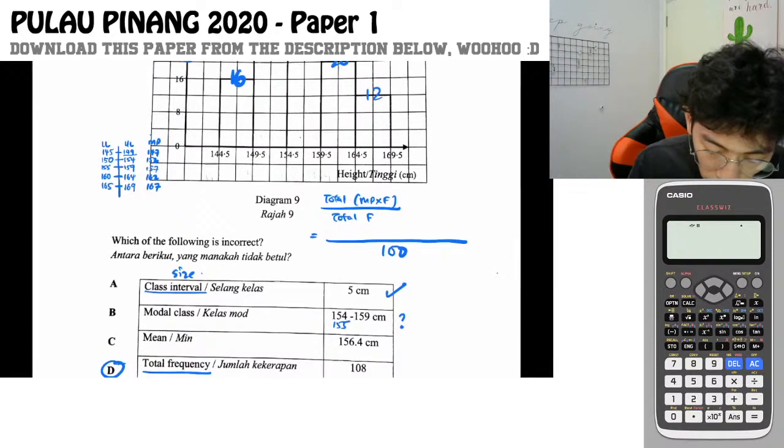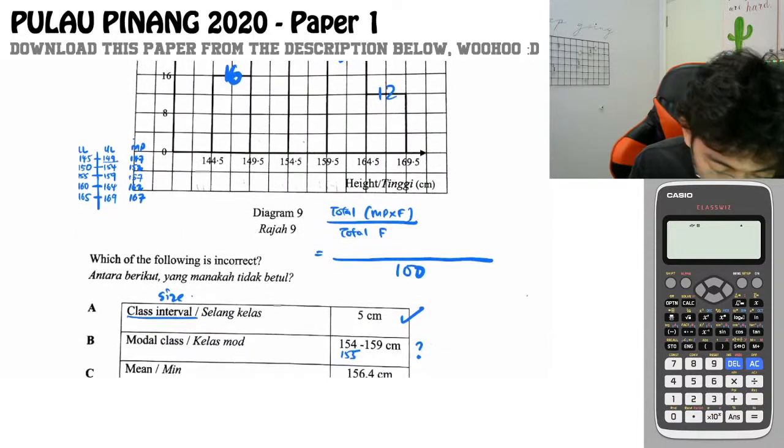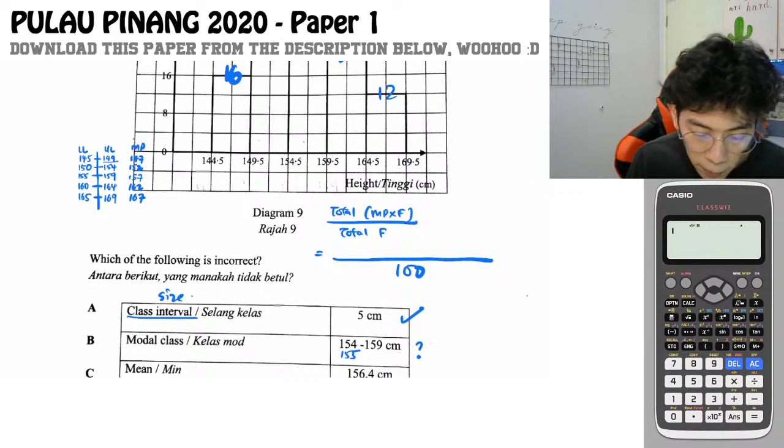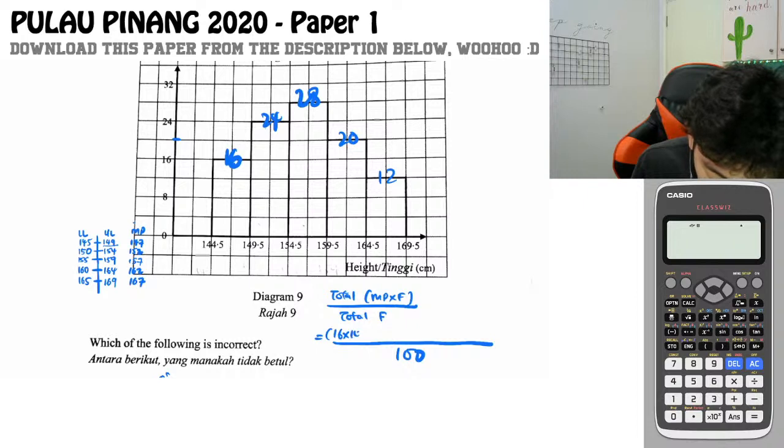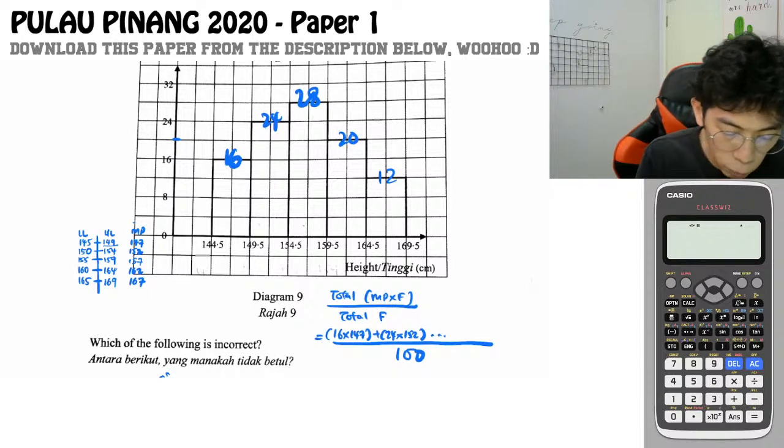Okay, I check for a while later. Maybe I went wrong, right? Never mind, I'll just do the mean so everybody knows. So 16 times 147 plus 24 times 152. Basically you have to write the rest up to here, so I just multiply it quickly.